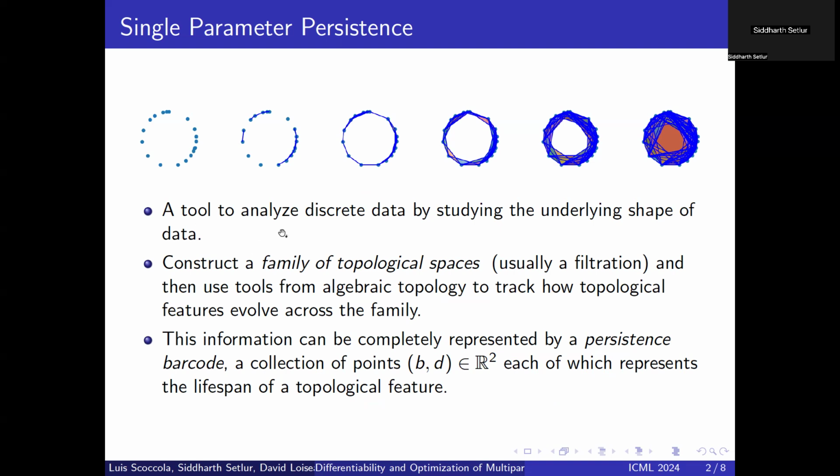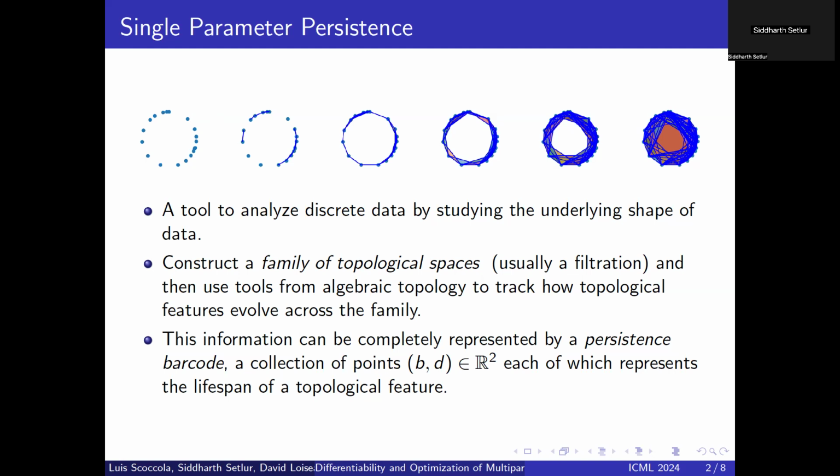So this is a tool to analyze discrete data by studying the underlying shape of that data. So for example, here, given this point cloud data on the left, we might want to extract the fact that it seems to be sampled from a circle. So how do we do this? We construct a family of topological spaces. This is usually a filtration. In this case, we have a filtration of simplicial complexes.